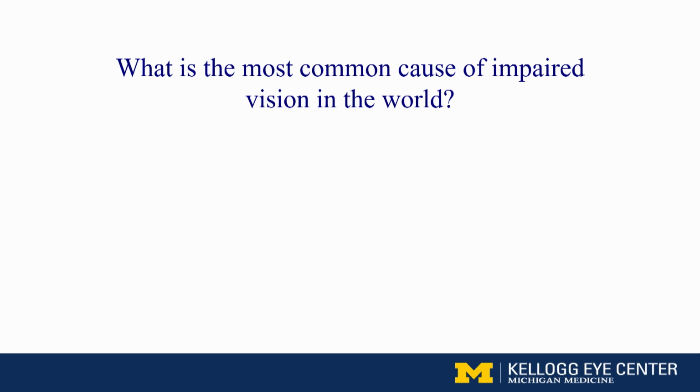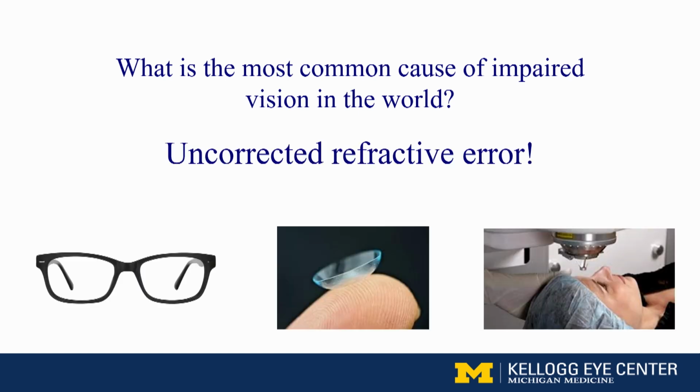So first question, what is the most common cause of impaired vision in the world? I don't know if you saw the slides beforehand, but it's uncorrected refractive error. Essentially, the need for glasses. And in a country like ours, we're fortunate that we have multiple ways to correct refractive error. We can correct with glasses, contact lenses, and even refractive surgery like LASIK, which some of you may be familiar with.